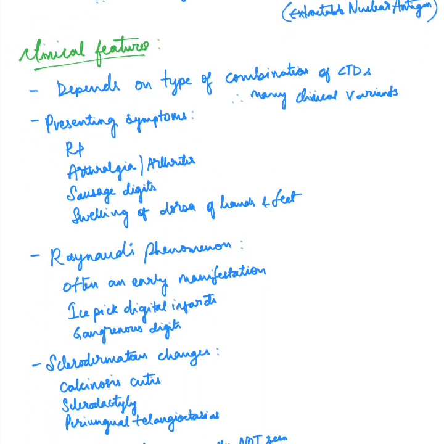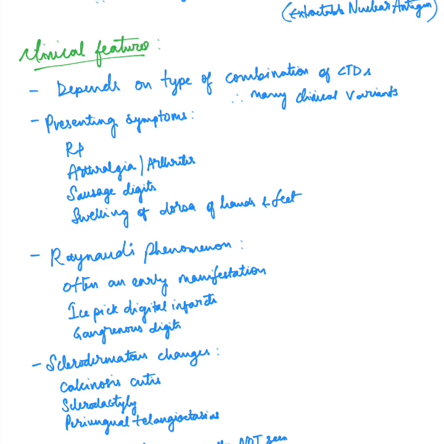Coming to clinical features, it depends on the type of combinations of connective tissue diseases. Therefore, many clinical variants can be present. The presenting symptoms are usually Raynaud's phenomenon, arthralgia or arthritis, sausage digits, and swelling of the hands and feet, that is sclerodactyly. Raynaud's phenomenon is often an early manifestation, and it can present as ice-pick digital infarcts or as gangrenous digits.